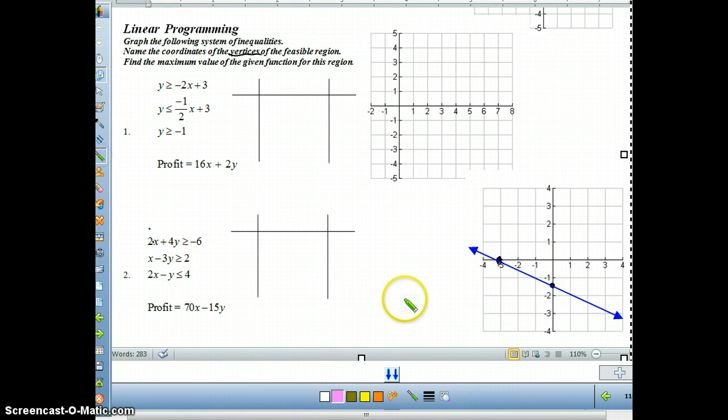Okay, so now I need to shade, so I have to plug in 0, 0. If this is 0 and this is 0, it'd be 0 is bigger than -6. That is true, so I want to shade 0, 0 since that was true. And there's 0, 0 right there, so that's why I shaded it. Okay, I shaded 0, 0, and we're good to go.